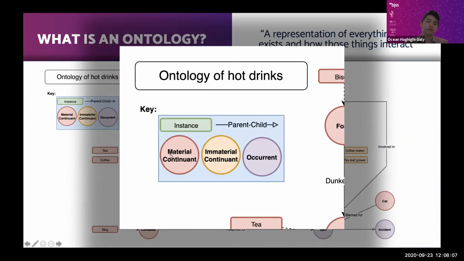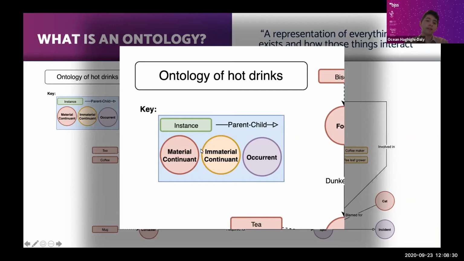So first of all, we have material things. So these are normally physical things you can touch. So like I can knock on my desk and it's a physical thing, I can pick it up. You have immaterial things. These are more like concepts. So you can think of a material thing is me, Ocean, as a person. You can touch me, you can poke me, I'm made of atoms.